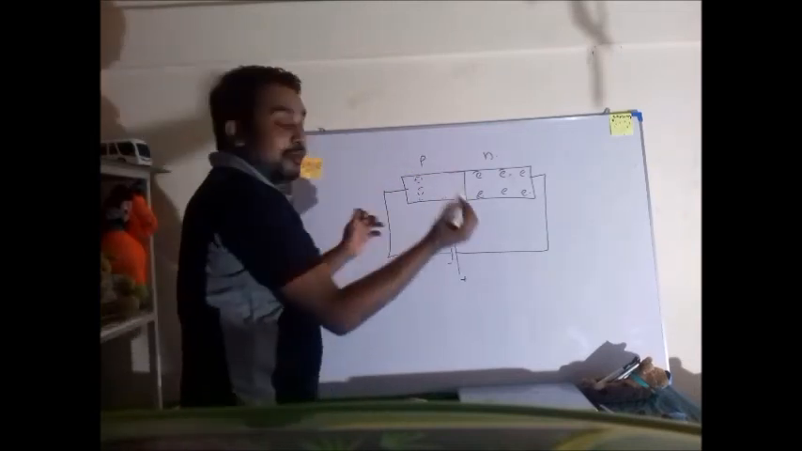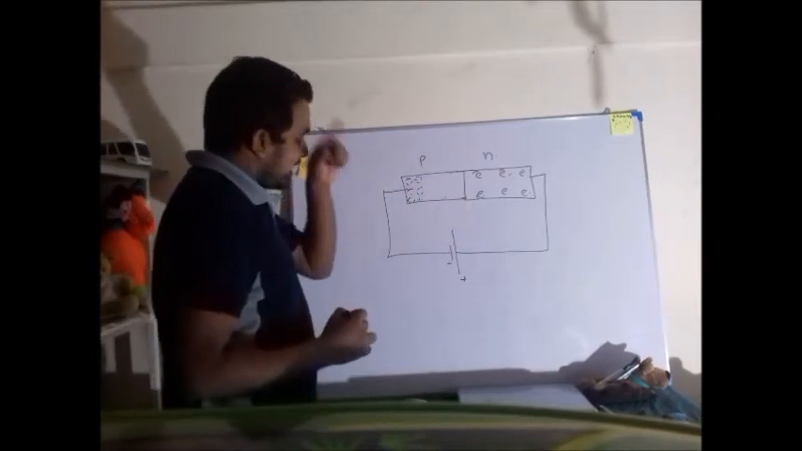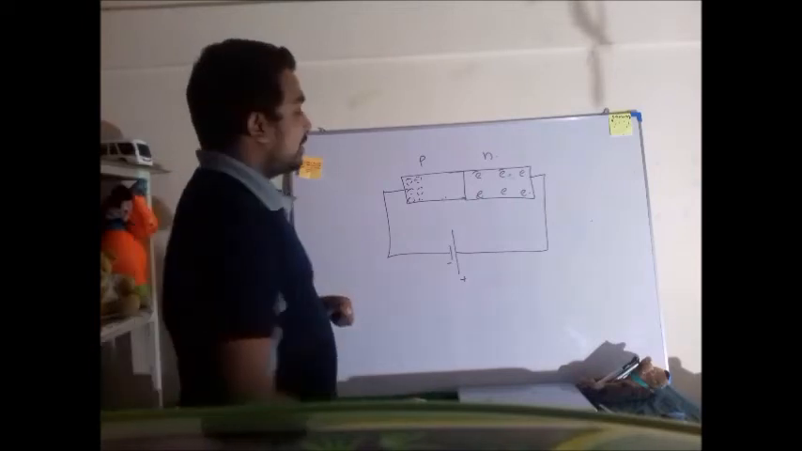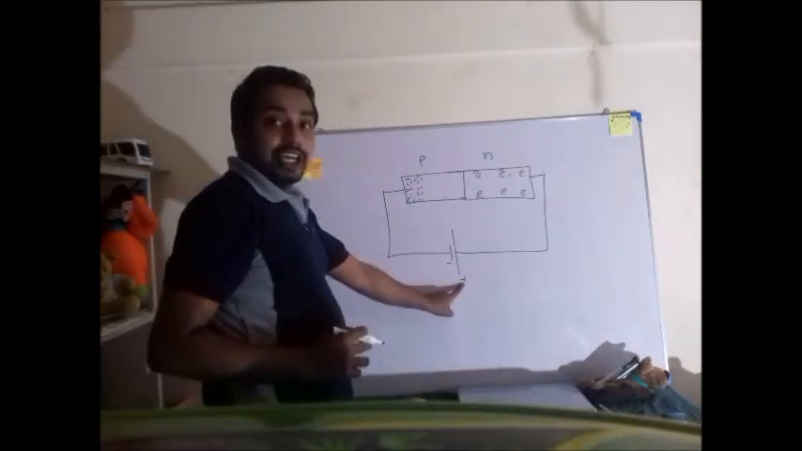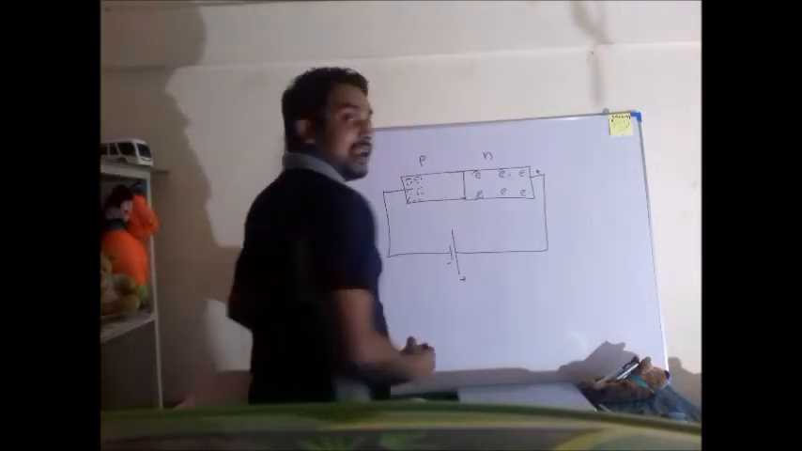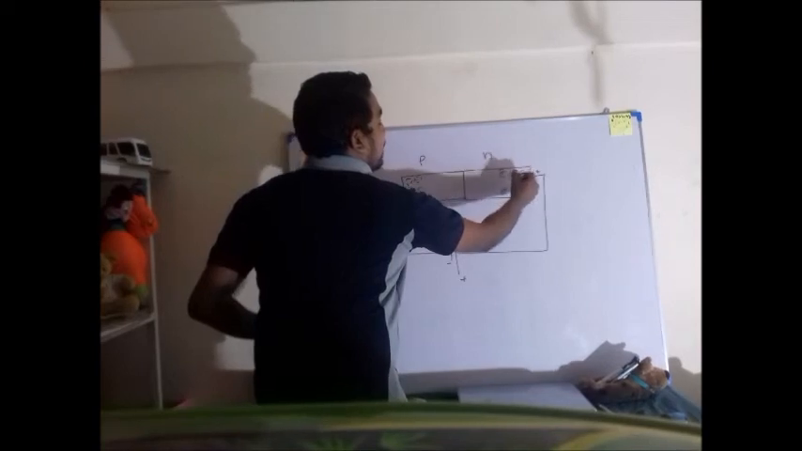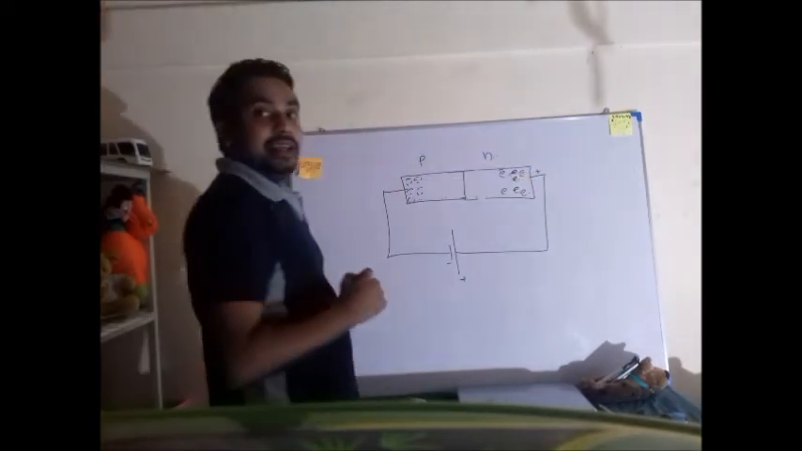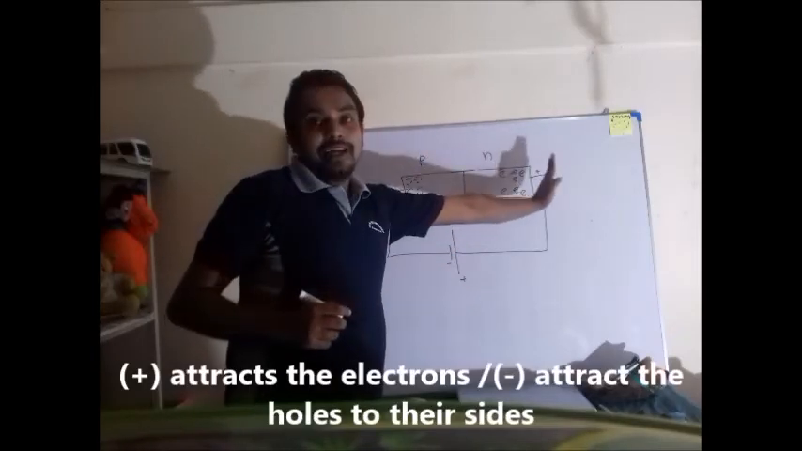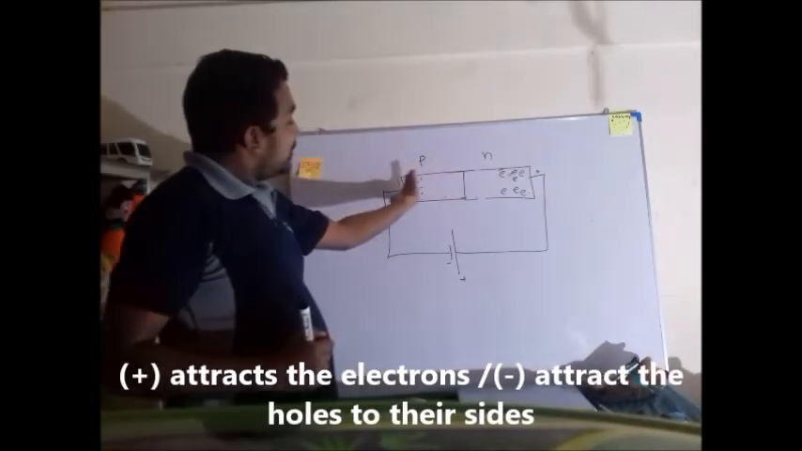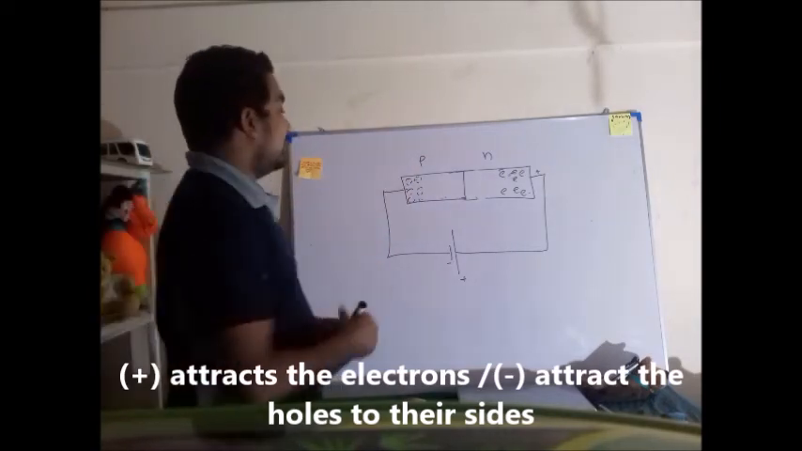So, almost all the holes are attracted to this side. On the other hand, electrons, positive charge. Positive charge attracts these electrons to its side. It can be seen as this. All the electrons are attracted towards the positive terminal, all the holes are attracted towards the negative terminal.